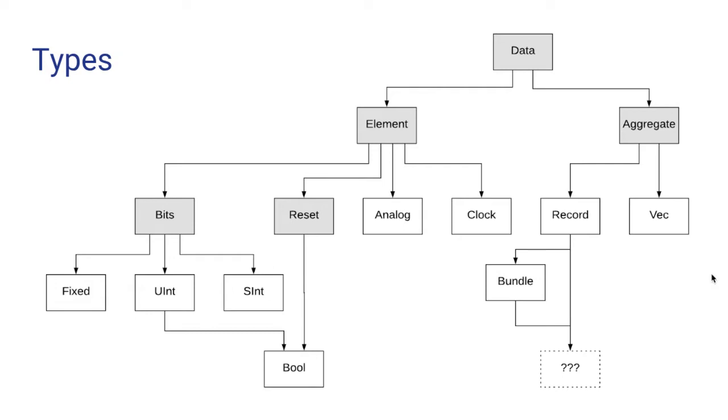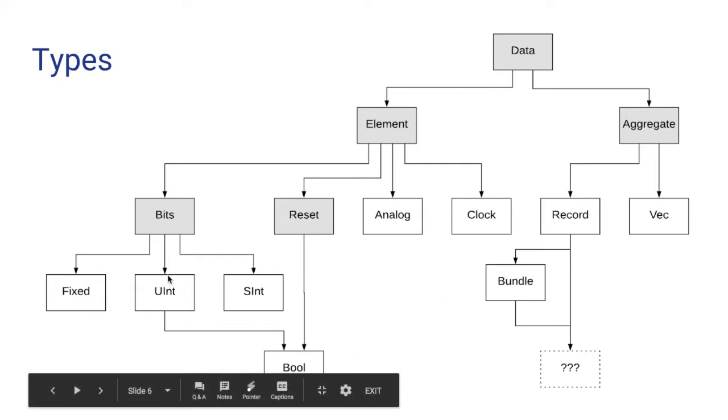Fixed is for fixed point. That's an experimental feature, but it's used by the Chisel DSP people to do DSP work. And then Bool is a special case of UInt where, maybe if I do a pointer, it'll stop showing that. Maybe that'll go away. I don't know. Bool is a special case of UInt of width 1.